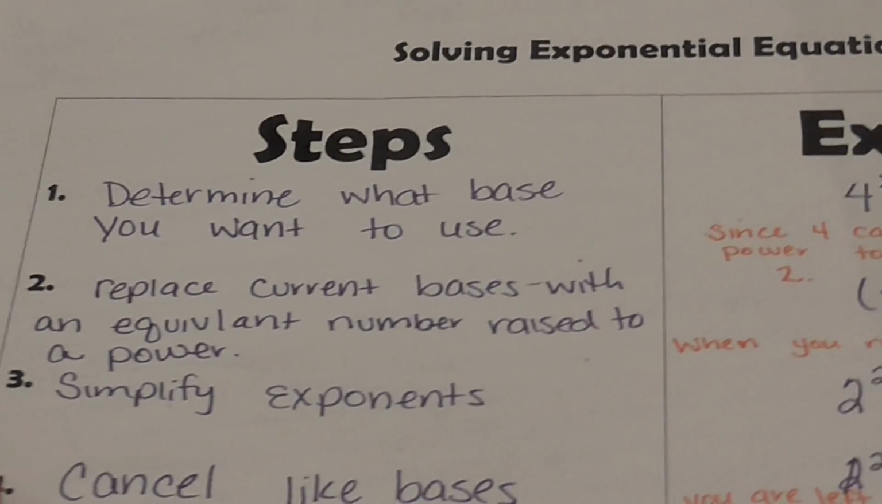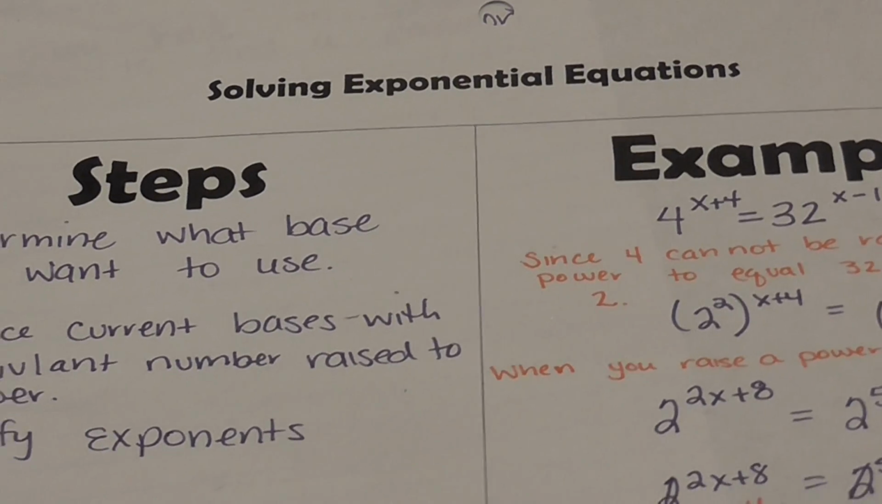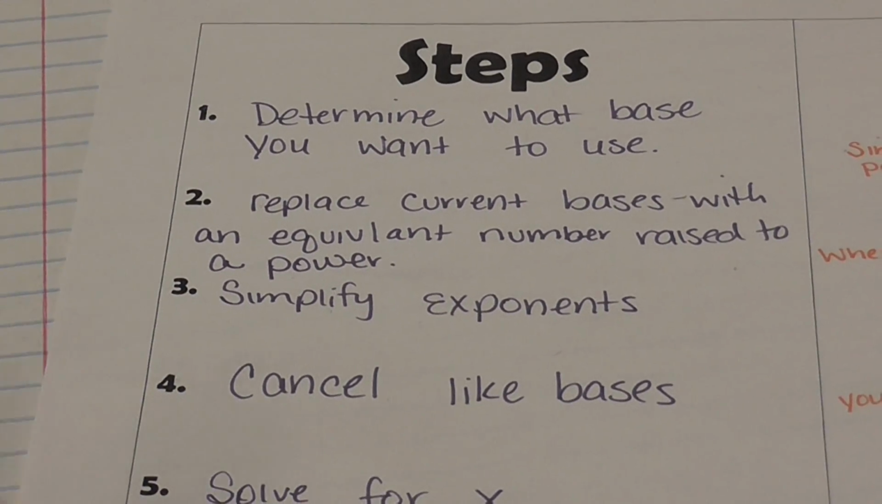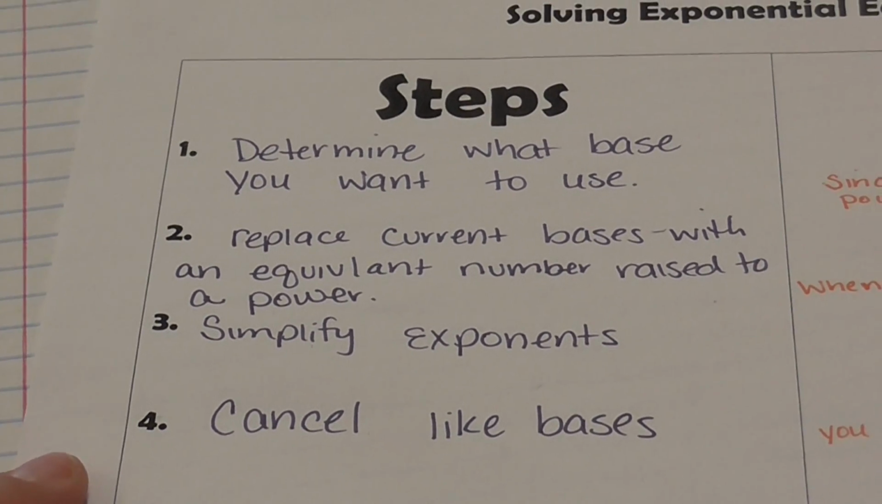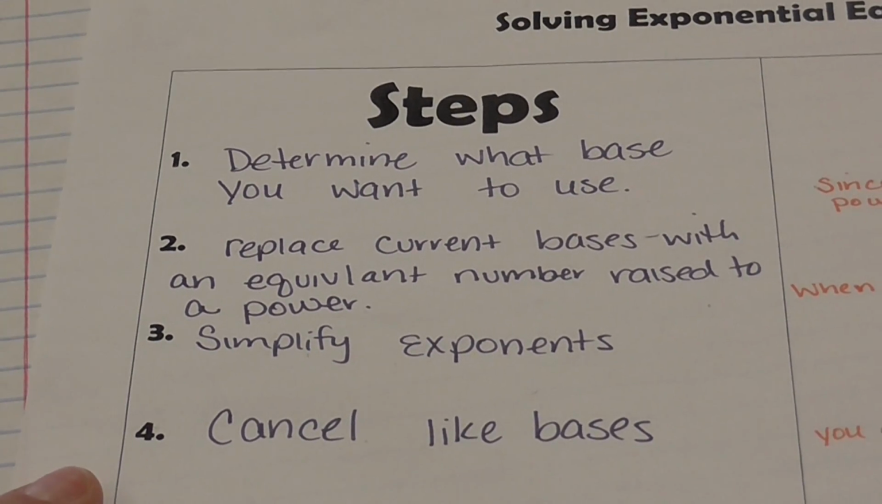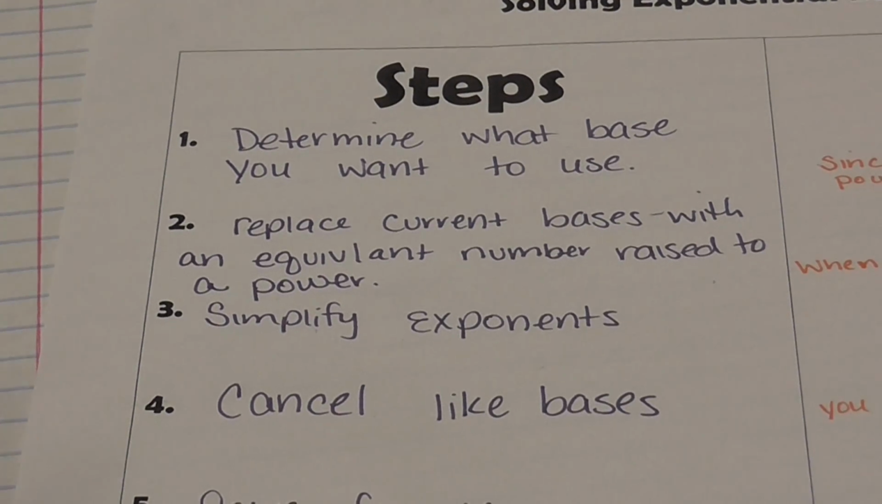Alright, so these are the steps to solving exponential equations, with an example. There are going to be 6 steps. I know I've written it as 4 before, and it's okay. Sometimes there's 4, sometimes there's 6. It's just how far you want to break it down. Each step is a little simpler.